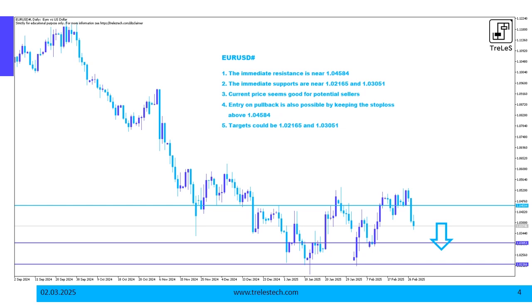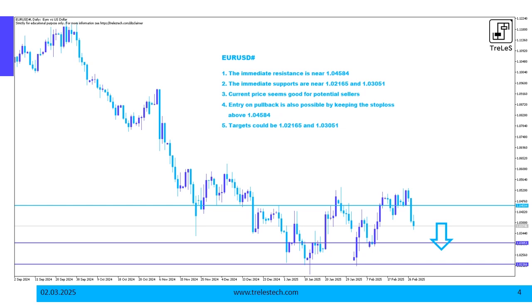The third chart presents EURUSD. Currently, the immediate resistance is near 1.04584, while the immediate support levels are around 1.02165 and 1.03051. Given the price action, this level looks favorable for potential sellers.